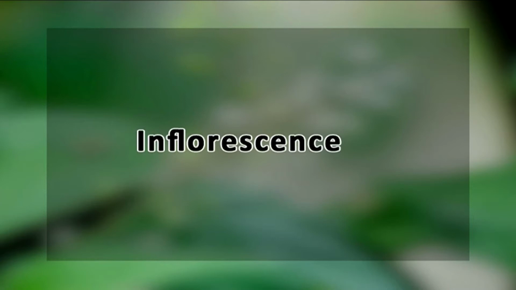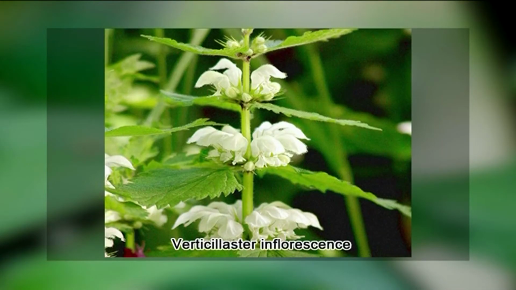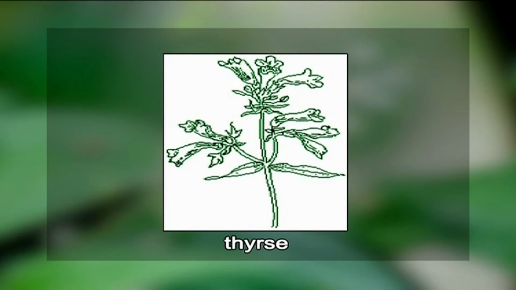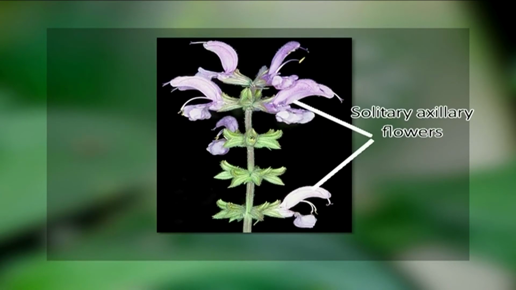Now discussing the floral morphology of Lamiaceae, starting with inflorescence. The inflorescence is here a unique type of inflorescence called as verticillaster. What is this verticillaster? It's a type of inflorescence which consists of an indeterminate main axis and then the determinate, which are simultaneously branched lateral axes. And these lateral axes, they are congested and form a pseudo whorl. Occasionally in some taxa of Lamiaceae, we have thyrse also as inflorescence, or very rare occurrence is the solitary axillary flowers.